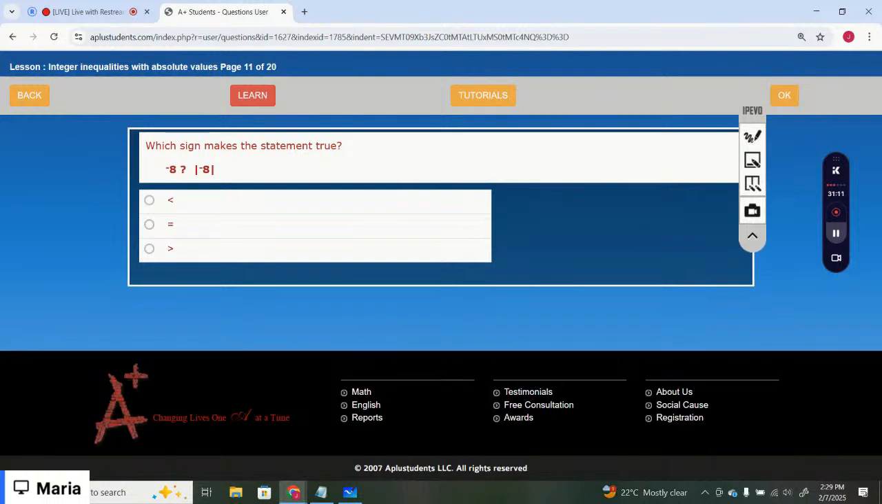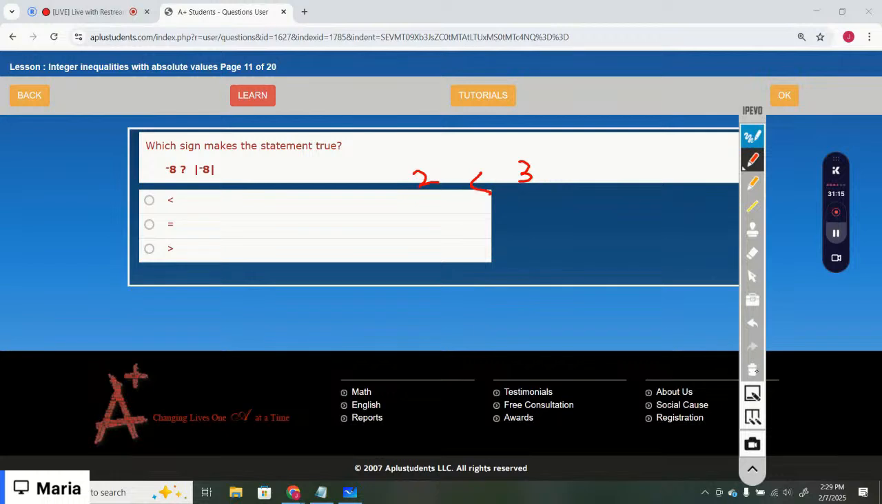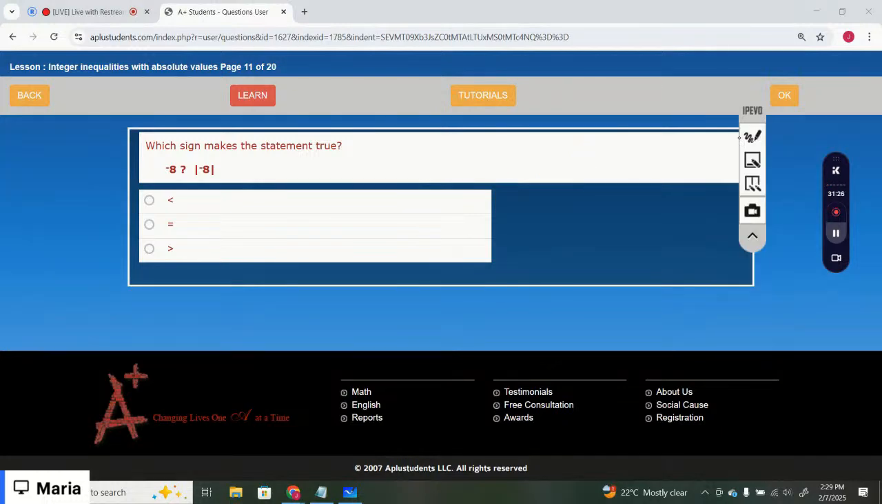Which sign makes the statement true? You are going to compare negative 8 and absolute value of negative 8. So absolute value is positive and negative numbers are always less than positive numbers. So negative 8 is less than 8. Option number 1 is the correct option.